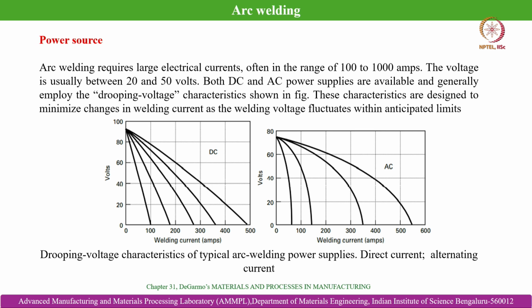That is what is shown here for both, because an arc welding power source can be direct current based and also alternating current based. So for both cases, the current voltage characteristics should be drooping in nature.